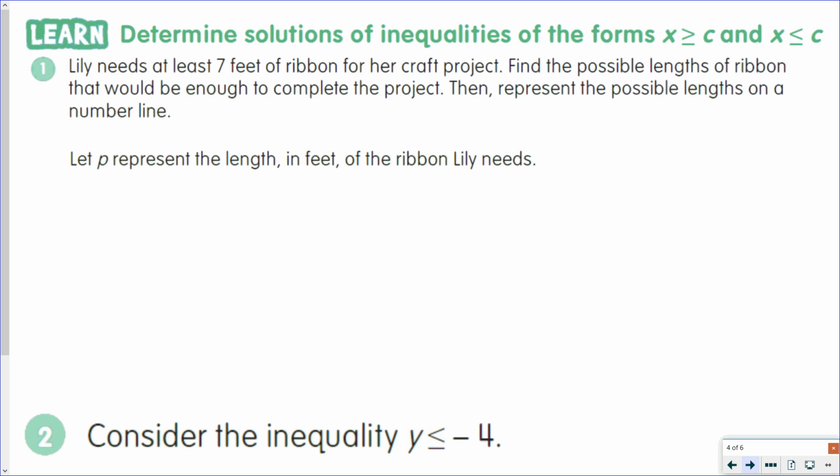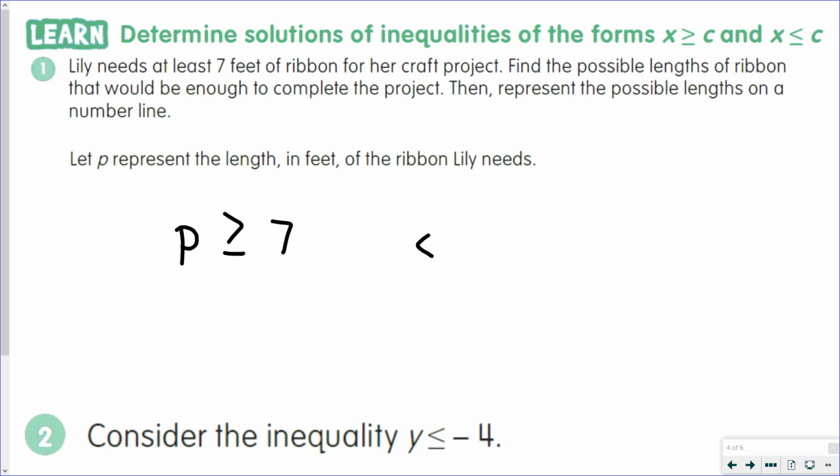So that changes our inequality just a little bit. Well, we don't know how much ribbon she has, so we're going to let P represent the length. And we know that's being compared to that 7 feet. Well, if she needs at least 7 feet, that means she could have more than 7 feet, or she could have exactly 7 feet. So our symbol is now greater than or equal to.